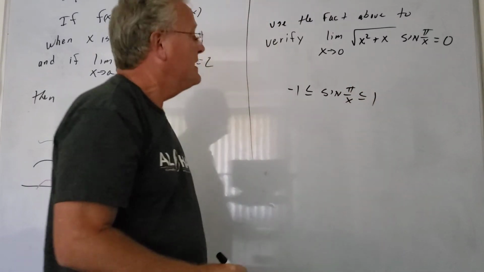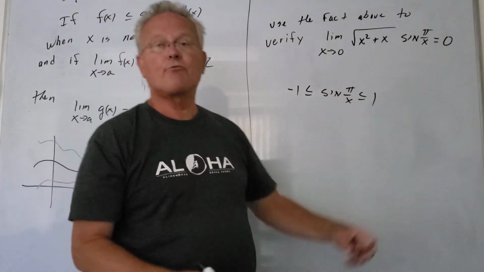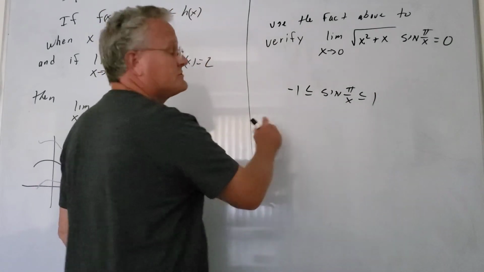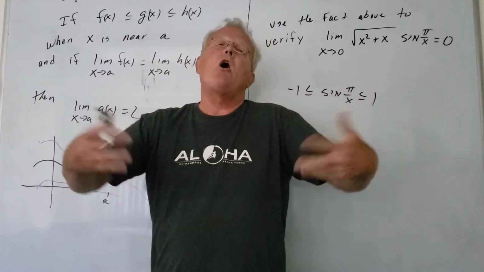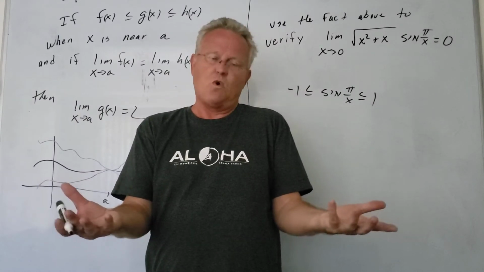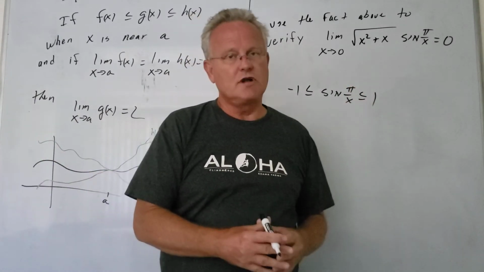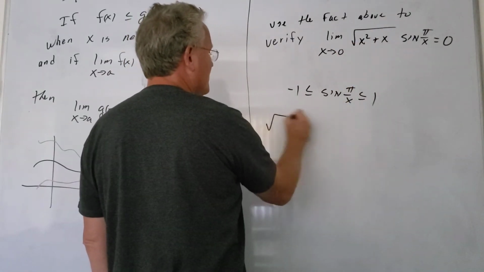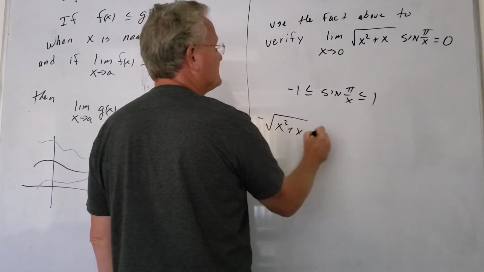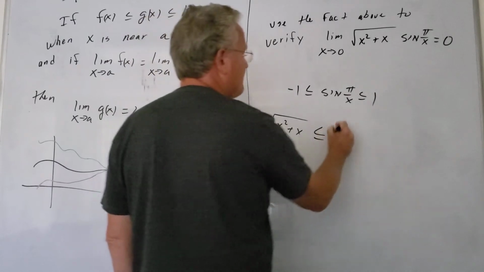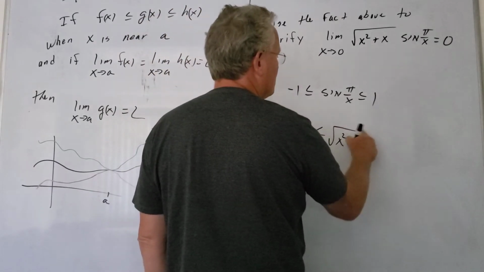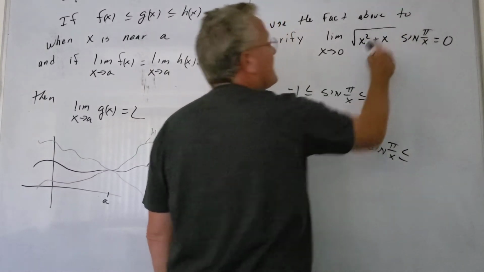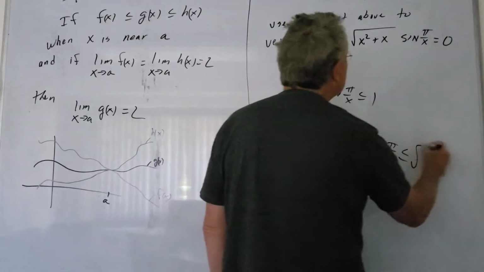We're given that. Now let's multiply all three parts of this compound inequality by the square root of x squared plus x. Because if we multiply all three parts by some quantity, it's still going to be a true compound inequality. So if I multiply the left, well, -1 times this square root is just minus the square root of x squared plus x. When I multiply the middle by the square root, we get the square root times sine of pi over x. And 1 times the square root is just that square root.